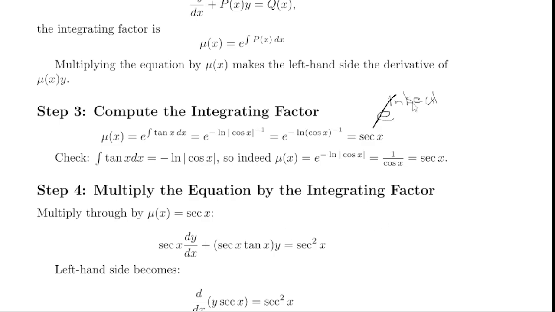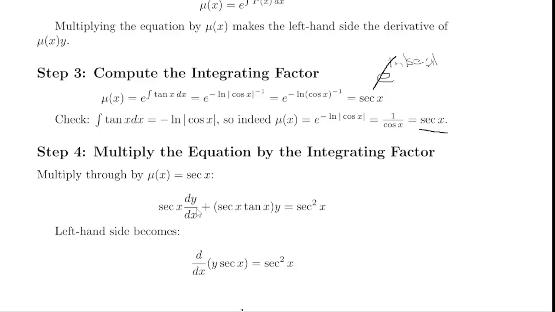we can multiply both sides by secant x to get secant x dy/dx plus secant x tangent x times y equals secant squared x. Notice that on the left side, the derivative of secant is secant tangent, and the derivative of y is dy/dx. So this is just the product rule for y times secant x. So we can simplify the left side as the derivative of y times secant x.